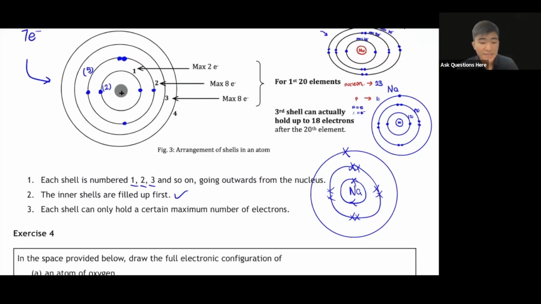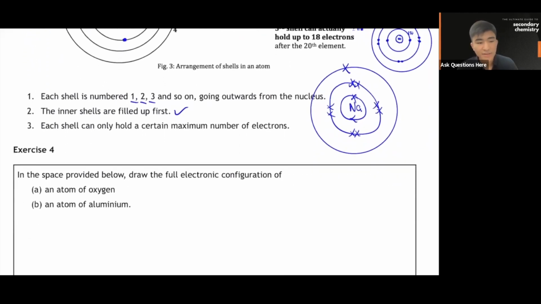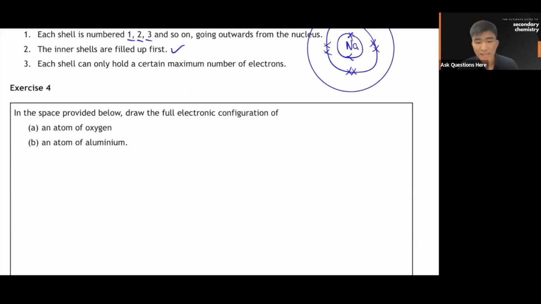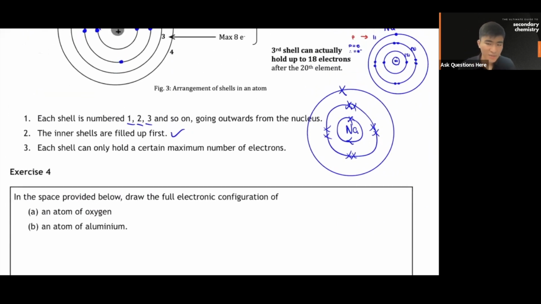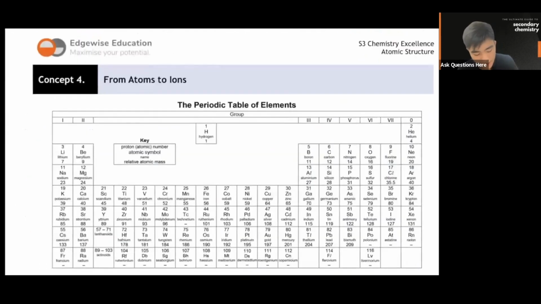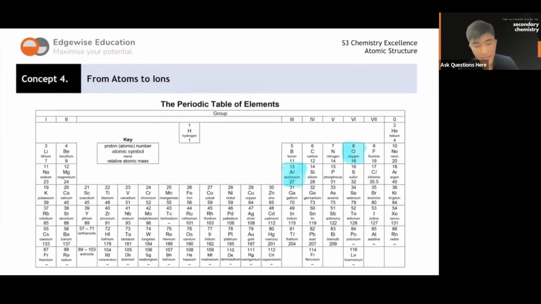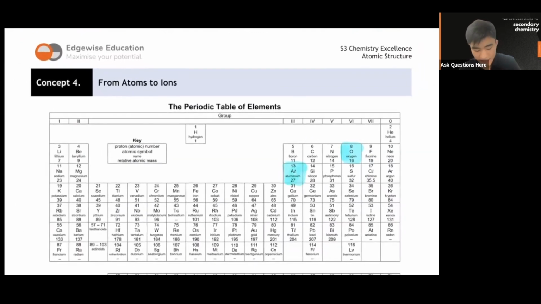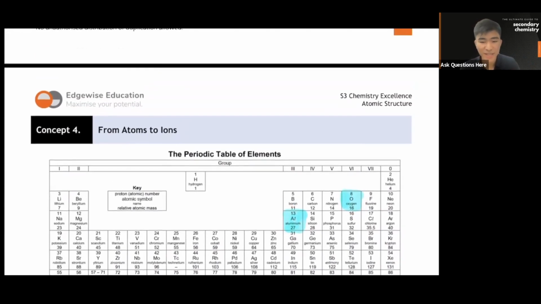Now let's look at exercise 4. We are asked to draw the full electronic configuration for an atom of oxygen and an atom of aluminum. I will give you some time to try and draw this out. You can see on the next page, page number 6, the details are here. I highlighted the elements for you on page 6. Oxygen and aluminum are there. Use this information to draw out the electronic configuration. Shall we do that?